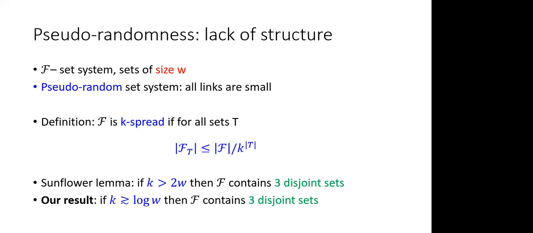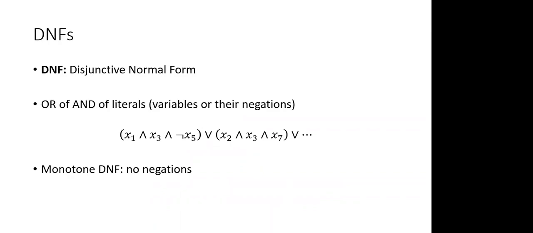Okay. So now the question, how do we do it? How do we prove that if a set system looks random, in that case, links shrink, then it must contain 3 disjoint sets? That's going to be our goal from now on. Now, to do that, we're going to use this dual viewpoint of set systems and DNFs. So let me define DNFs. I'm sure you all know what DNFs are, but let me define them nevertheless. A DNF is a way to represent Boolean functions, which is an OR of ANDs of literals.